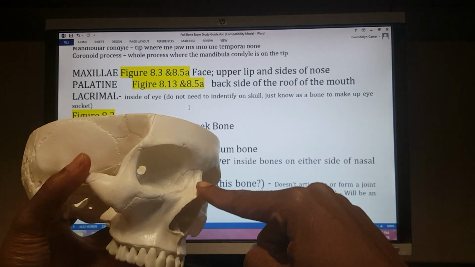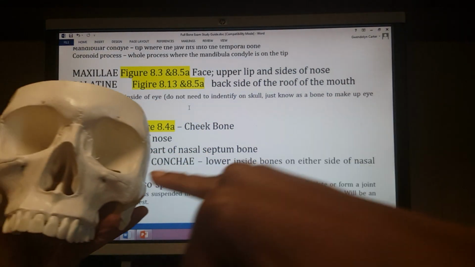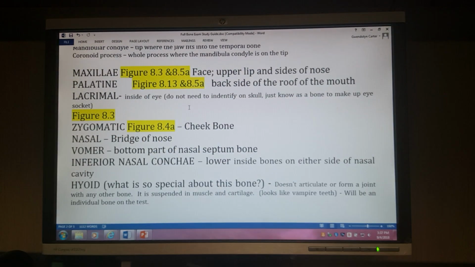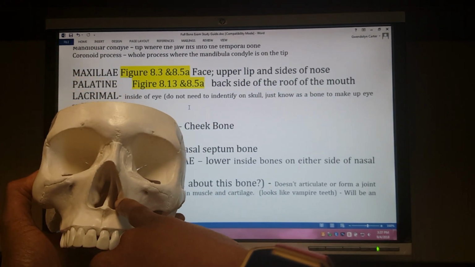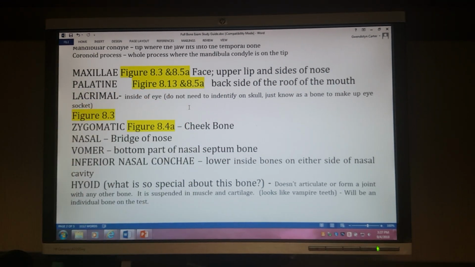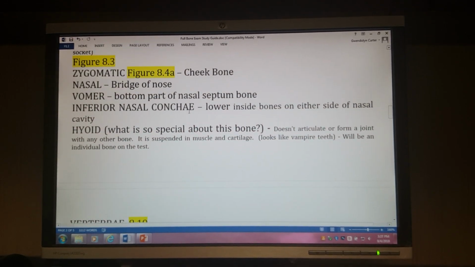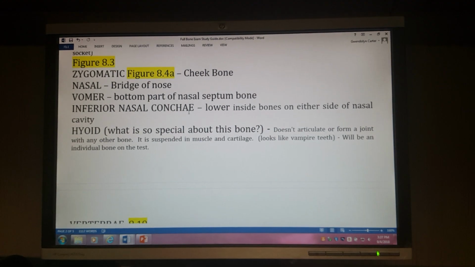A nasal bone on the bridge of the nose region here. Vomer, bottom part of the nasal septum bone. Inferior nasal concha, so lower part of your nasal chamber. Helps with your breathing.